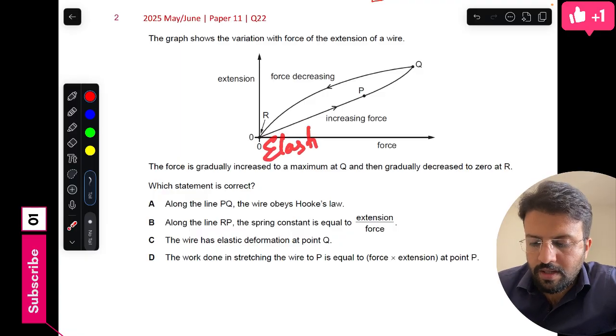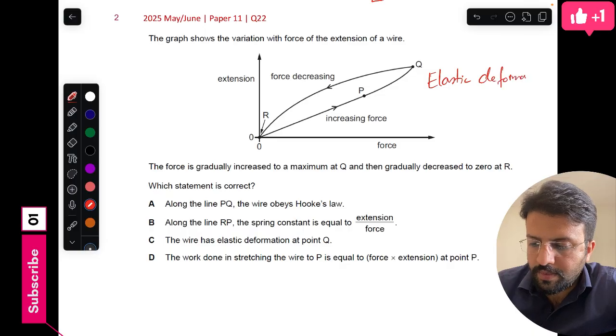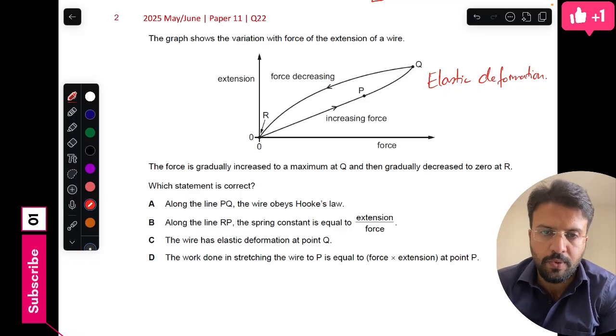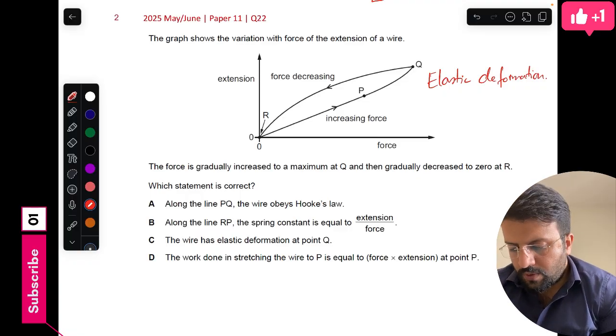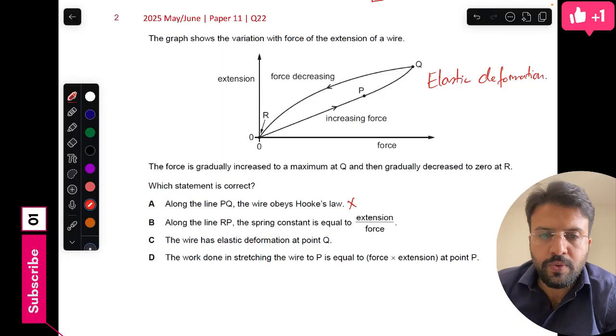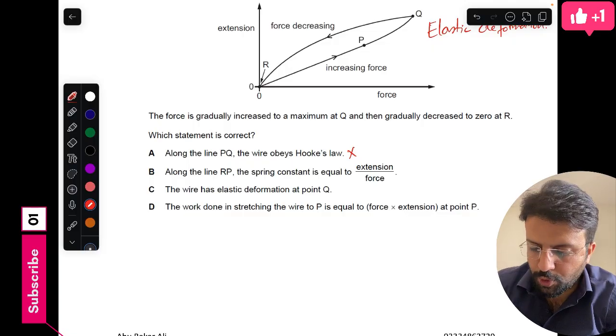So this is called elastic deformation. When an object goes back to its original shape, this is elastic deformation. Extension will be 0 when you remove the load. Now you have to choose the option. Along the line PQ, the wire obeys Hooke's law. No, Hooke's law is only applicable on the straight line up to the limit of proportionality.